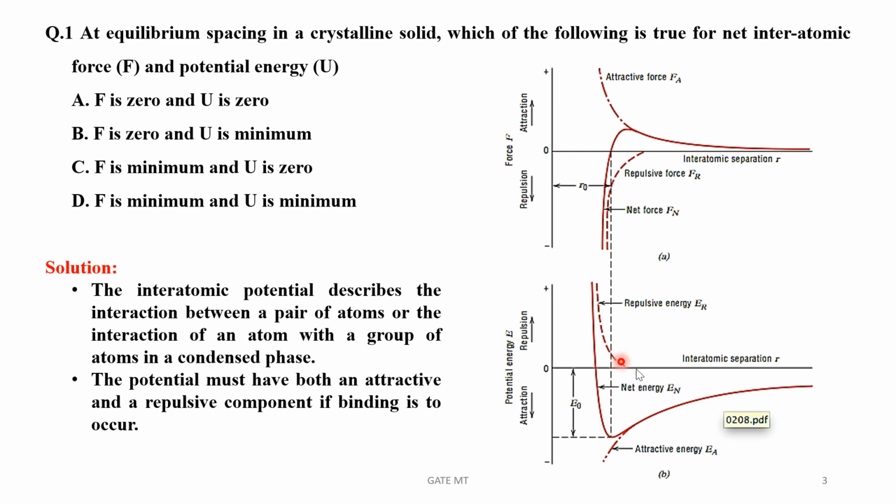And since it is an equilibrium position, what happens? Equilibrium means that it will be a state with minimum potential energy. We all know the Gibbs equation, right? Based on that equation, at the equilibrium point, the net energy will be minimum. And this E0, that is the net energy, is known as the bond energy. So therefore, from this we can say that F will be 0 and U will be minimum. Is this question clear to all of you?